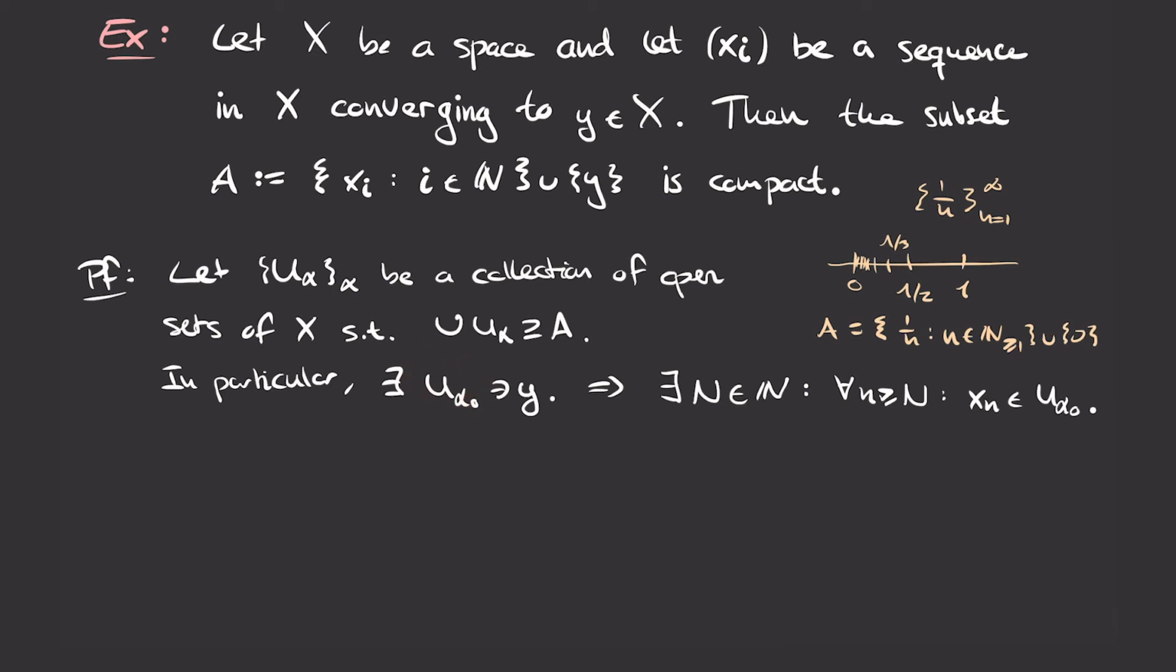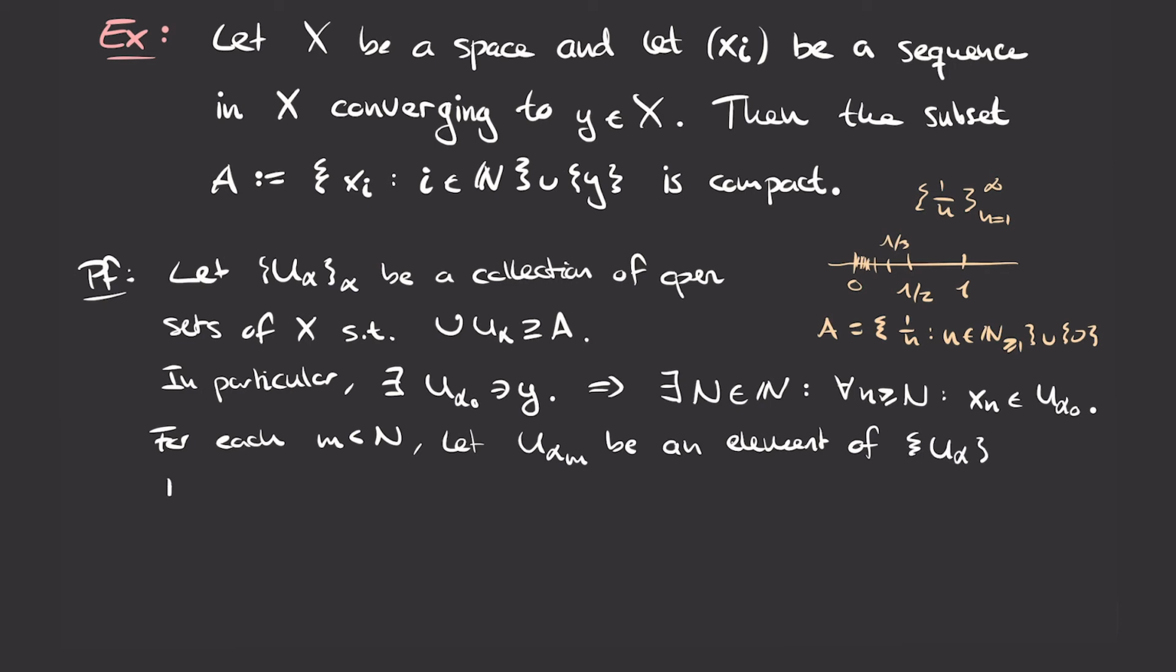So this means we only have a finite number of other sequence points we need to deal with, and so it shouldn't be too difficult to come up with a finite number of these sets U alpha that contain these finitely many points. Now for each m that's strictly less than capital N, we let U alpha m be an element of this collection U alpha that contains xm.